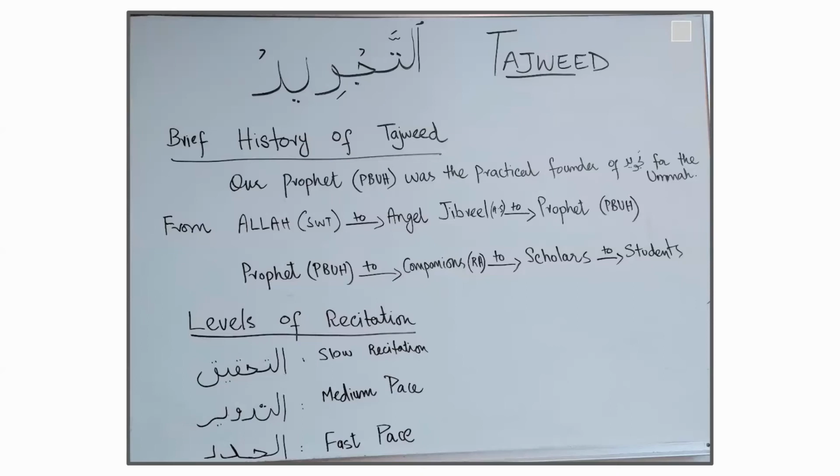At-tadweer is the level between at-tahqiq and al-hadar. It is the medium pace, neither fast nor slow, while observing all the rules of tajweed.